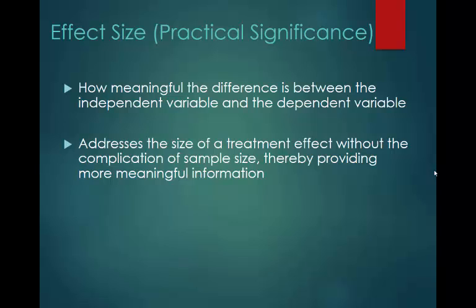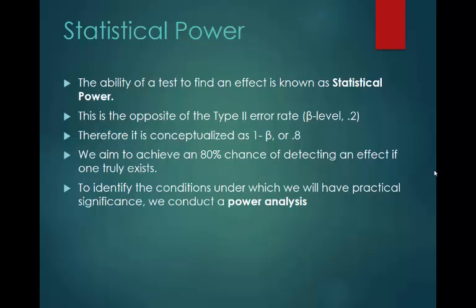So it's not just, yes, this is significant and not due to chance, but it's also how meaningful is this? And that's what's really helpful, is that it looks at the sample size and then tells you about how meaningful it is. And so this is related to statistical power. Statistical power is like the opposite of statistical significance, because this is looking at type 2 error rate.